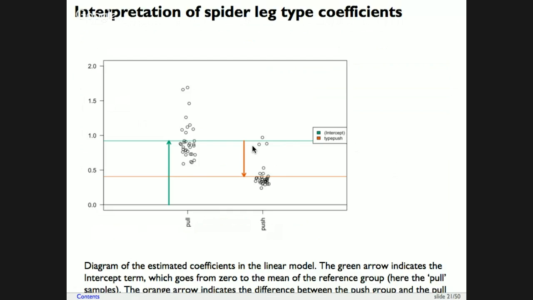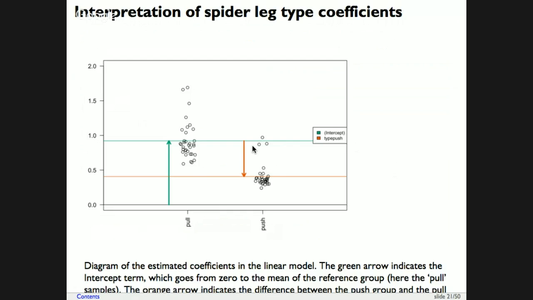So this is an example of how your variables are coded has an effect on your regression output. And I'm going to give you some tools for controlling that coding so that your regression output can look the way you want it to. So you will have the coefficients that you want, and also so that you can be sure that you haven't made a mistake in the coding of your variables.